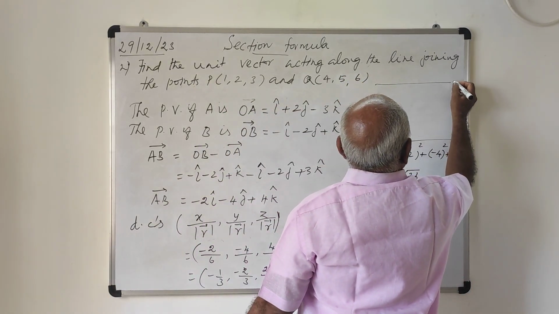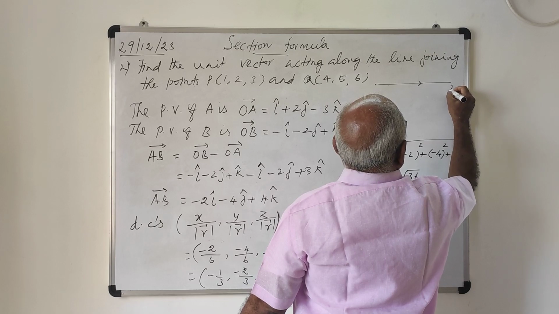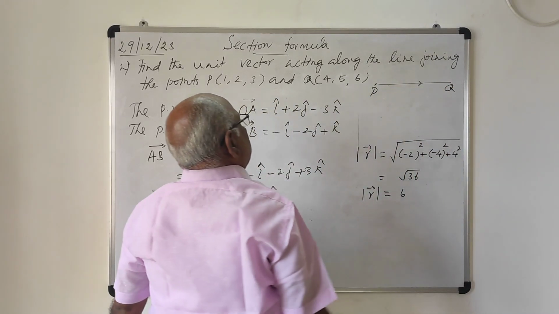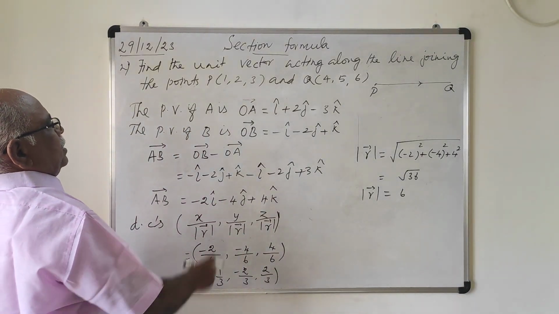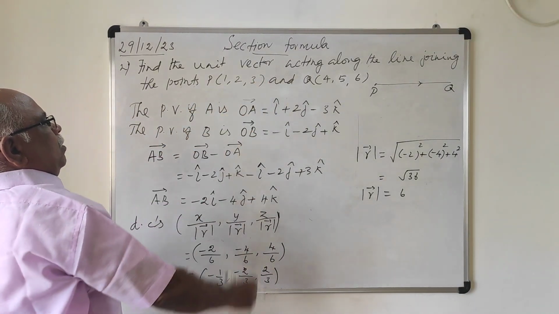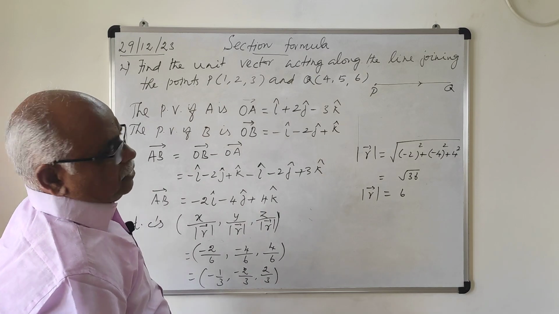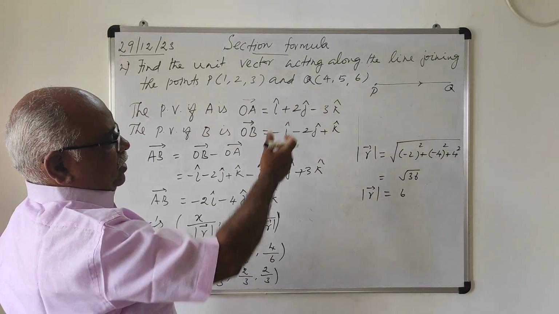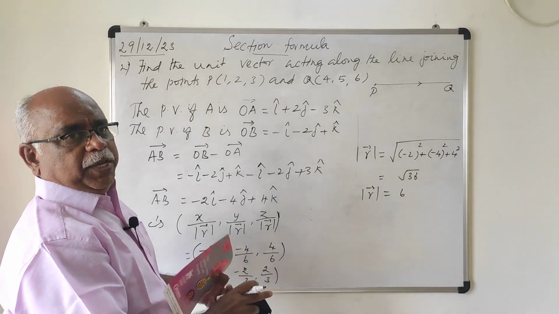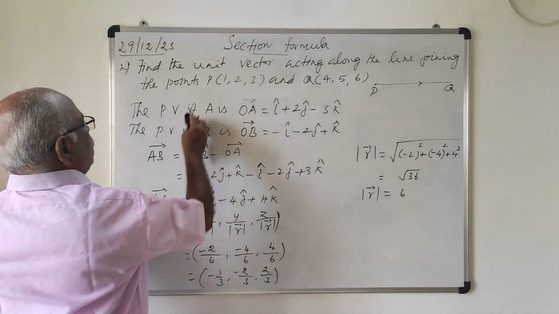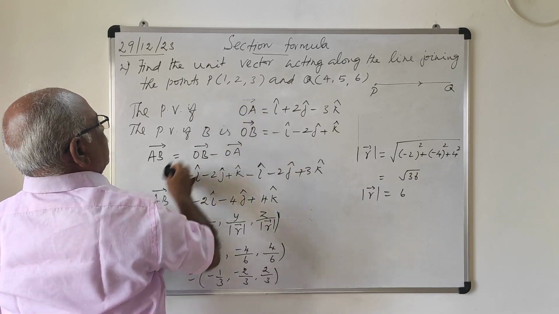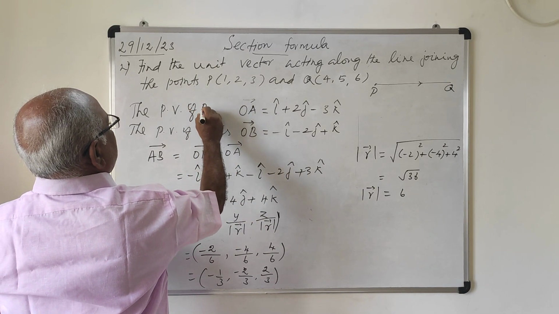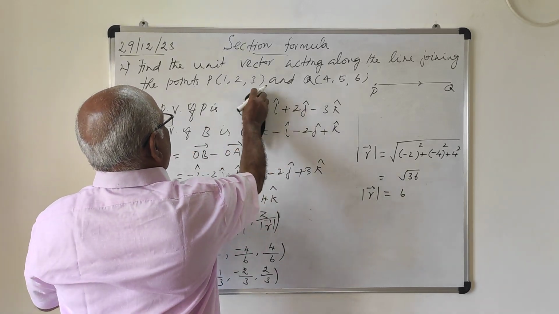That is, you have to find the vector PQ. This is Q and this is P. The line joining the points P and Q, where P is 1, 2, 3 and Q is 4, 5, 6. After finding the vector PQ, you have to find the unit vector acting along the line PQ. So, the position vector of P is the OP vector.